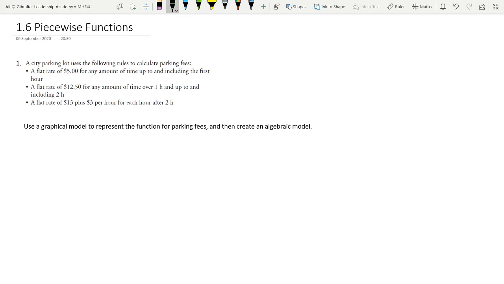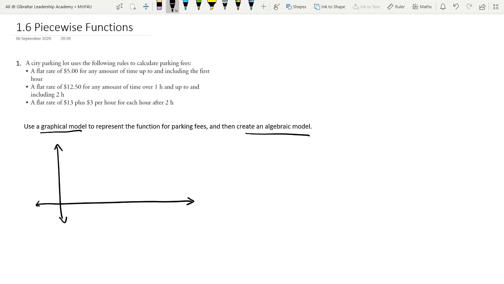In your beginning questions, in all your examples, for the most part, the way they ask the question is a hint for you to know how to answer the questions when you're doing it yourself. So first, create a graphical model, then create an algebraic model. Meaning, come up with a sketch of the graph first. Once you have the sketch, use it to come up with your equation.